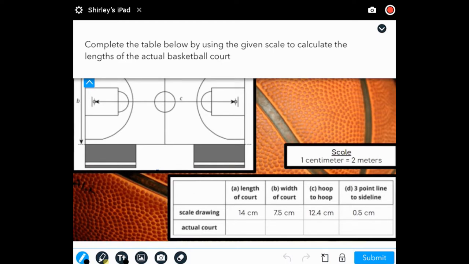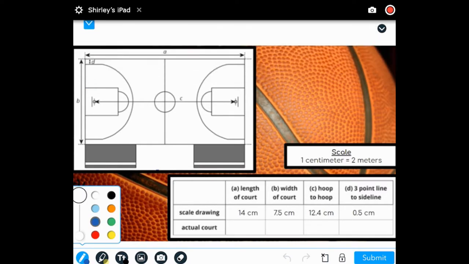If my scale says that 1 centimeter represents 2 meters, and again, that means that 1 centimeter on the drawing is 2 meters in real life, so if the length of the court is 14 centimeters, what's the actual length of the basketball court? Let's take a minute to fill that table in. We're going to share some answers out.